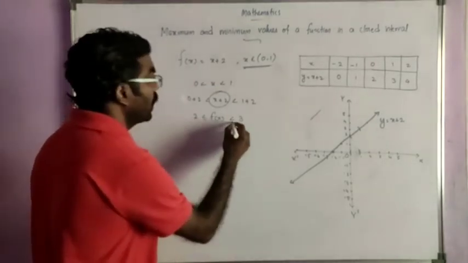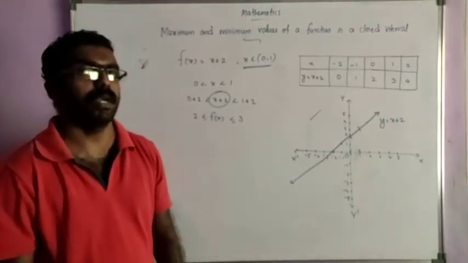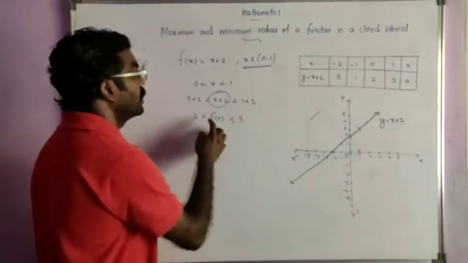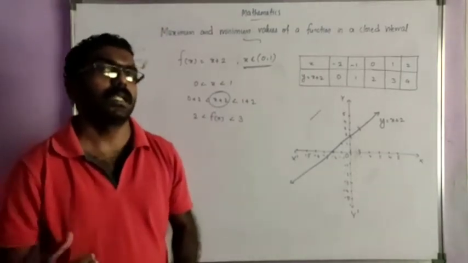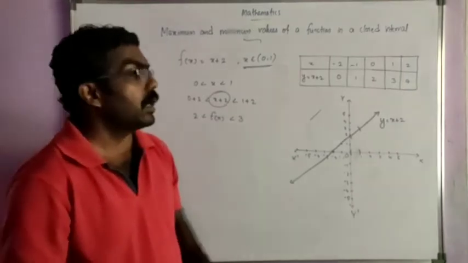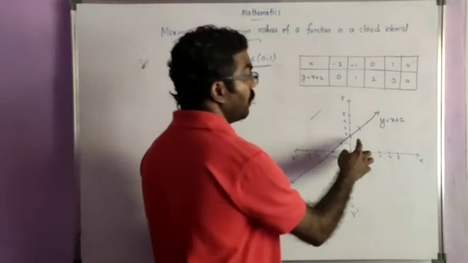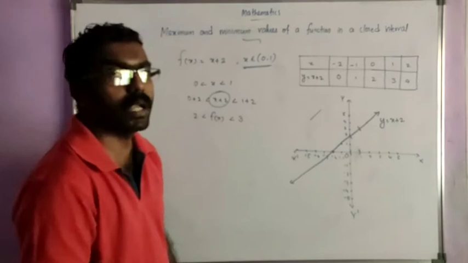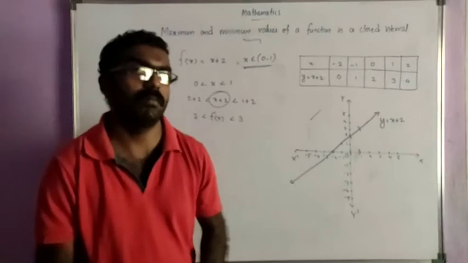If there is an equality sign, then we can say 2 is the minimum value and 3 is the maximum value. So here it is not like that. It is in open interval 0, 1. So we cannot write that. 2 less than f of x less than 3. That means there is no minimum value and no maximum value. And one more thing you have to notice is that the function does not have a local maximum or local minimum value in this particular interval. Okay, so here there is no local minimum value or local maximum value.